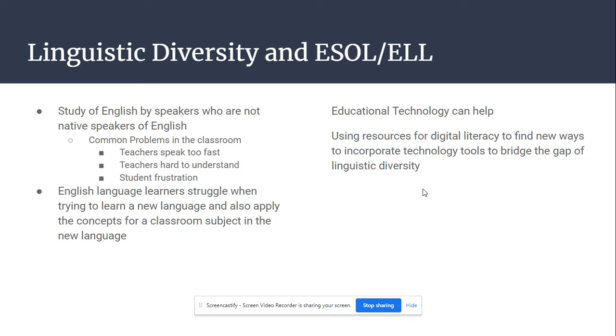I've had multiple students who have come through my social studies classroom who understand United States history, but they don't understand English. So we have to make the connection. One of the ways to make the connection is educational technology, using different resources for digital literacy to find new ways to incorporate technology tools to bridge the gap of linguistic diversity.